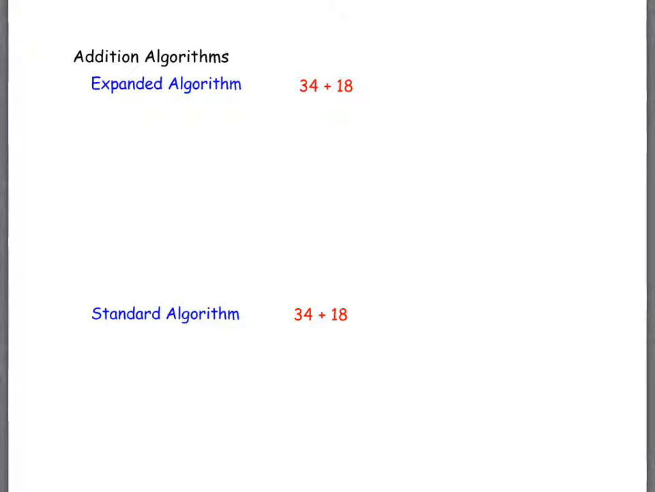The next one's called the expanded algorithm. And the expanded algorithm has a couple of forms I'm going to show you. First, the expanded algorithm could take on the look like this. When we talk about the number 34, we mean 3 times 10 plus 4 times 1. Agreed? That's what 34 means in expanded form. We could do the same thing with the number 18. This is 1 times 10 plus 8 times 1.